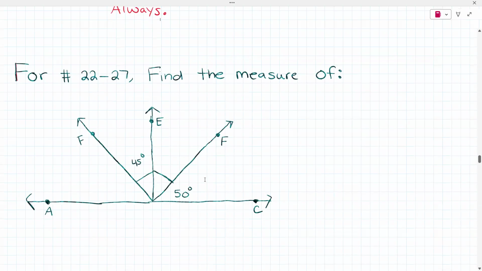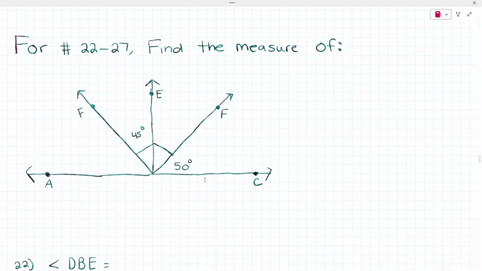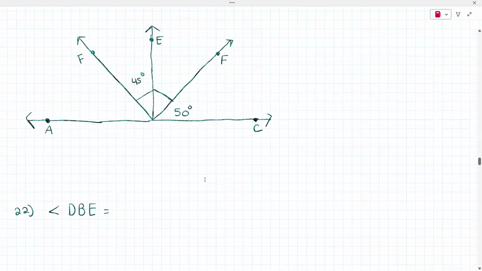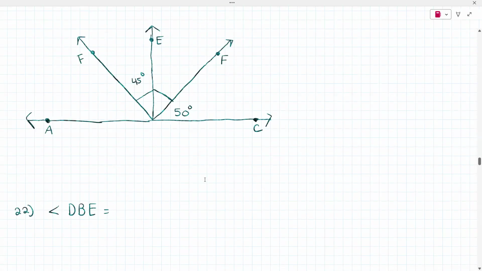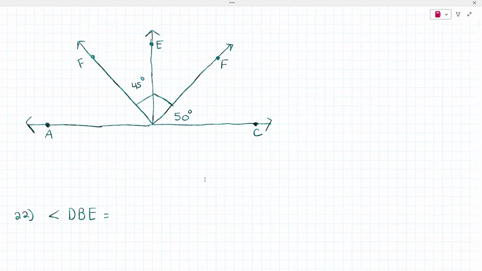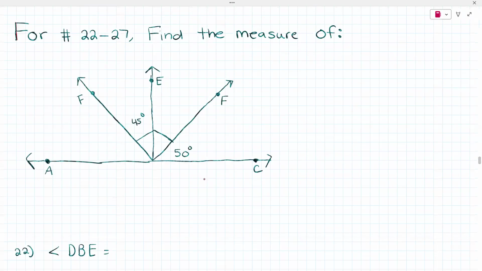Okay, so let's move on to number 22 through 27. Find the measure of the angles. Here we have this image, and we have to find the angle. On 22 it says find the angle DBE. So let's look at our image and locate where angle DBE is. This should be a D. Why did I put an F here? This should be a D. So DBE is this angle right here.